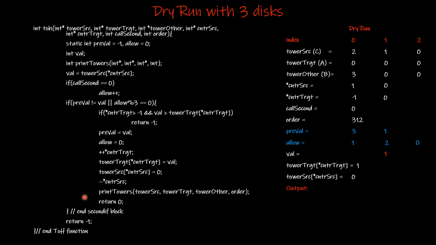The output is going to be tower A 100. It was initially 000 before this call. This value 1 is assigned to this location, therefore it became 100. Tower B, of course, was the other tower. It did not participate in the transfer, and therefore the values are not going to change. Tower C initially had 2 and 1, and therefore after the value 1 is transferred to A, this becomes 200. With the return 0 statement, we go back to the main function.